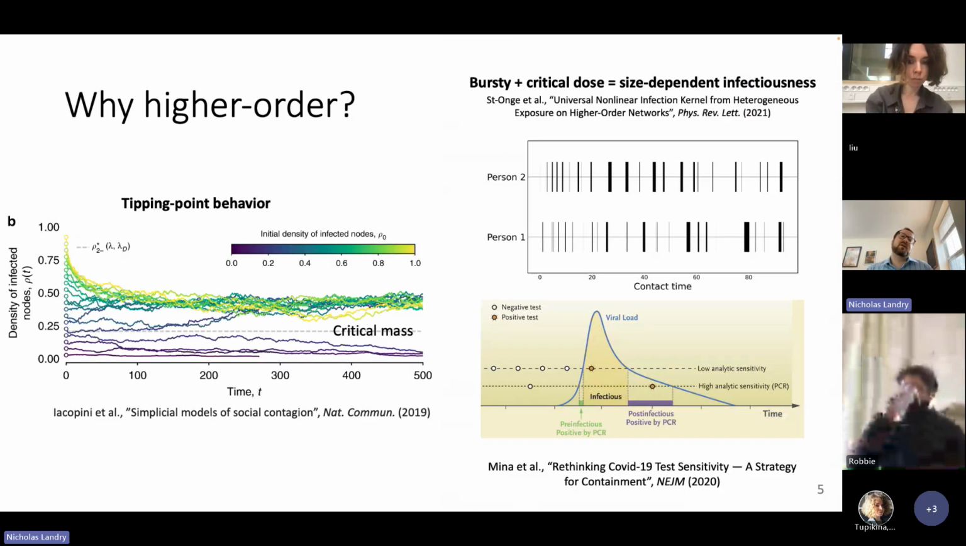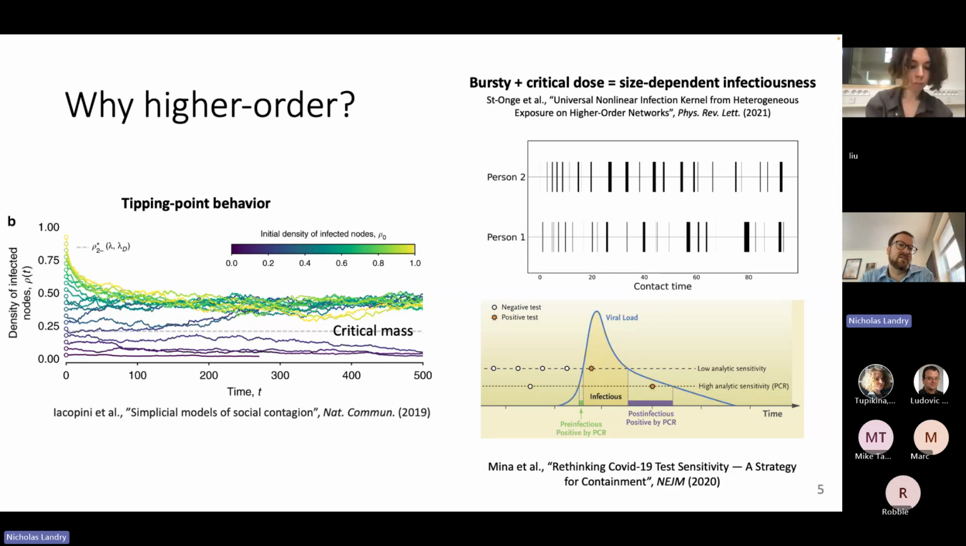But I want to motivate why higher order, because in some cases it's enough to simply say, I've got a pairwise network and some structure or dynamics on top of that. I think about it mostly from a dynamical systems perspective because I did my doctorate studying contagion processes on higher order networks. So I'll give you 2 motivations.